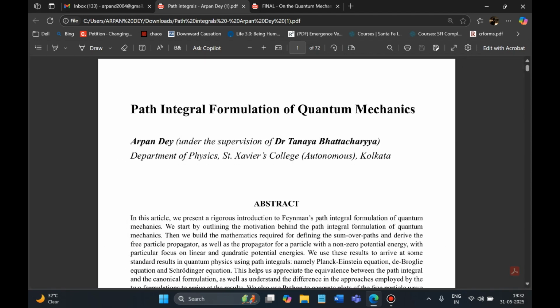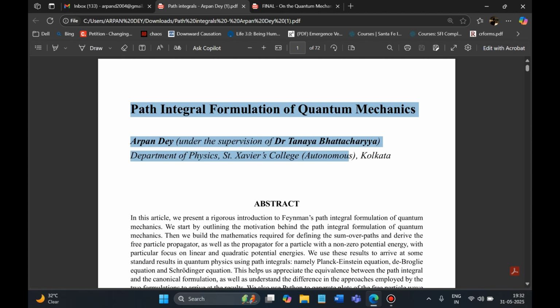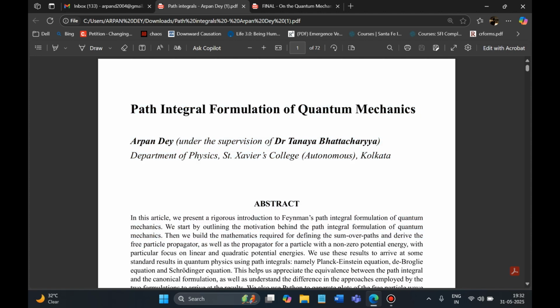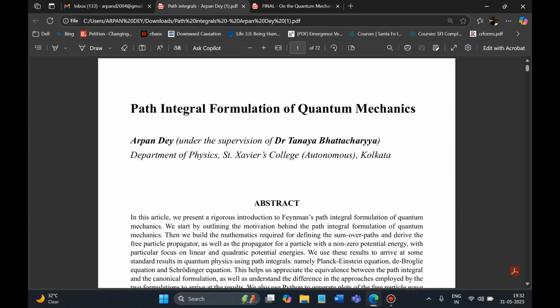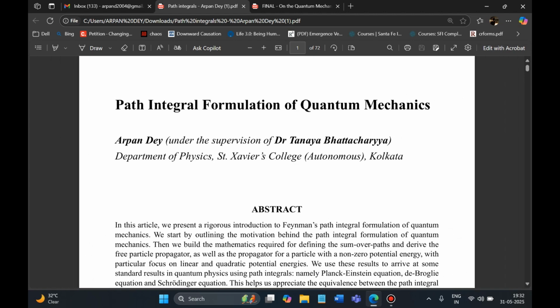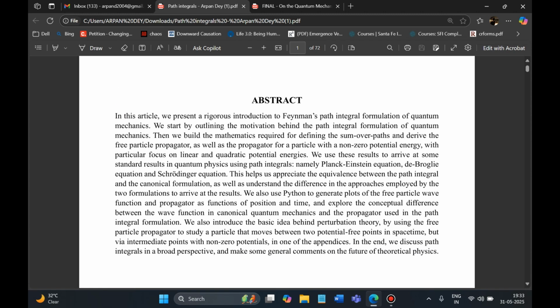Now in this PDF that you are seeing, the 72-page long PDF, it is not exactly my undergraduate dissertation, but it has been prepared from that document. Much of it is the same, to be honest. So this is my undergraduate dissertation project. As part of my dissertation for my college undergraduate course, I explored the path integral formulation under the supervision of my professor, Dr. Tanay Bhattacharya.